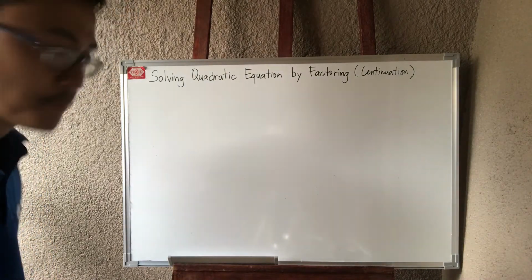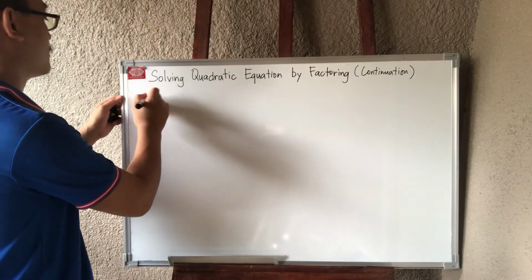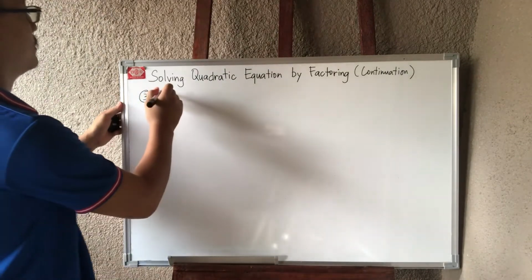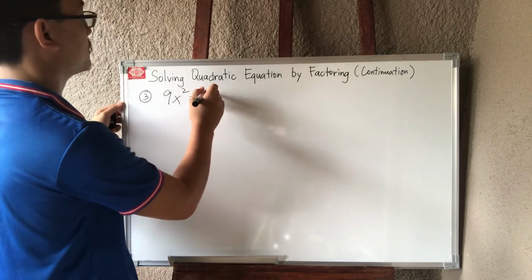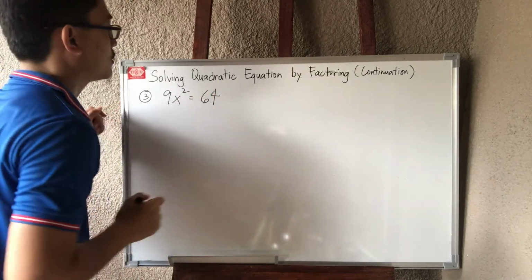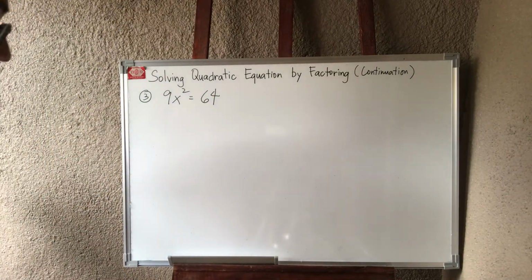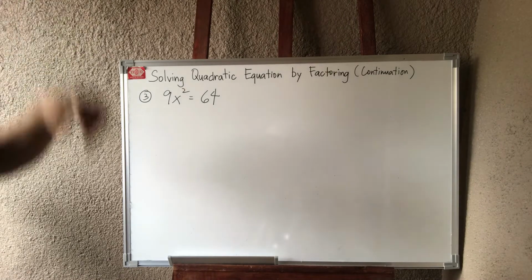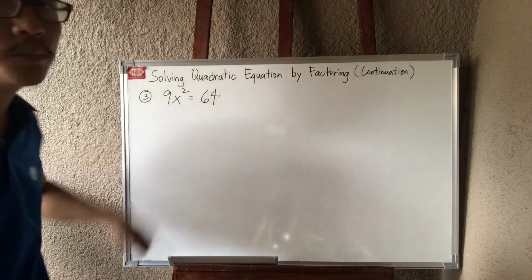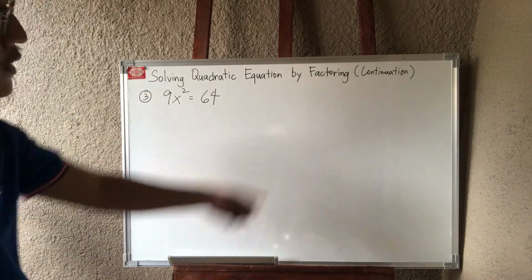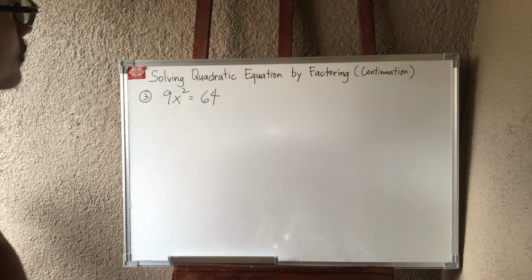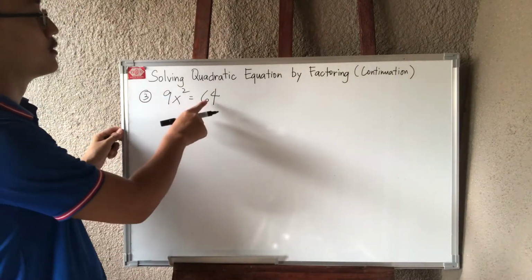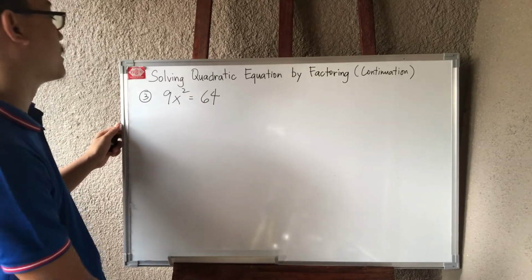Okay, third example tayo. So, number 3 is 9x squared equals 64. So, it is in the form of ax squared equals c. Actually, pwede na natin gamitin dyan yung extraction of square root, but since ang topic natin is factoring, pwede naman, no? By transposing 64 to the left side.